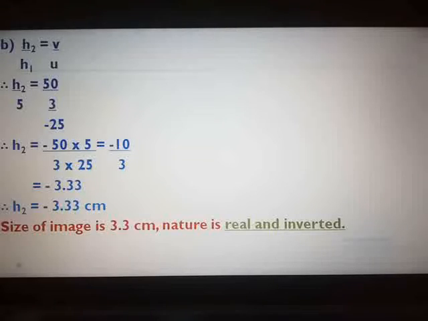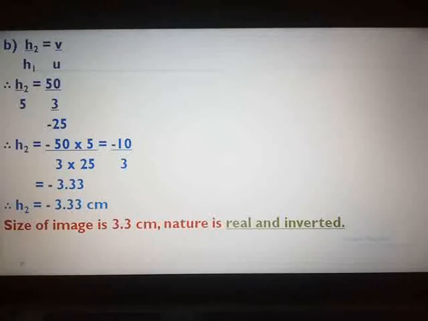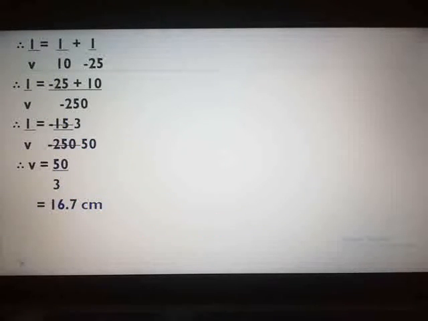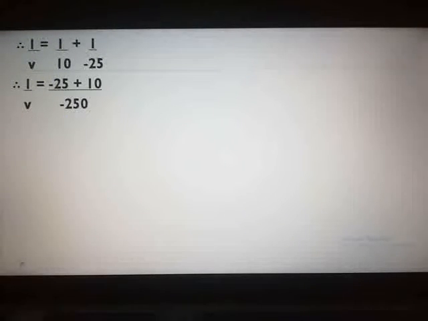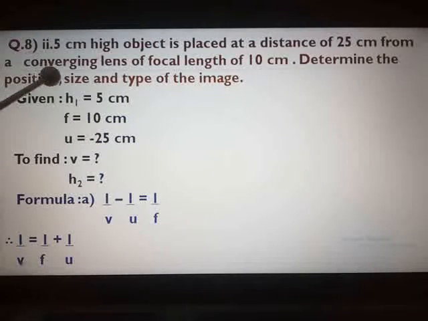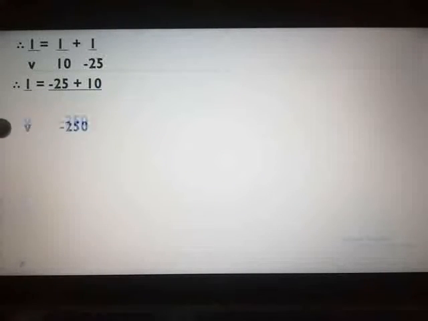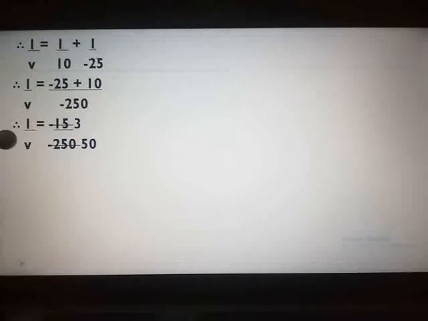I hope you have understood the sum. There is no difficulty. Very simple. Let us go to the previous slides. Once again you will go through it. h1 is given, f is given, u is given. You have to find v and h2 by using the lens formula. You will get the value of v. Calculations is up to you.